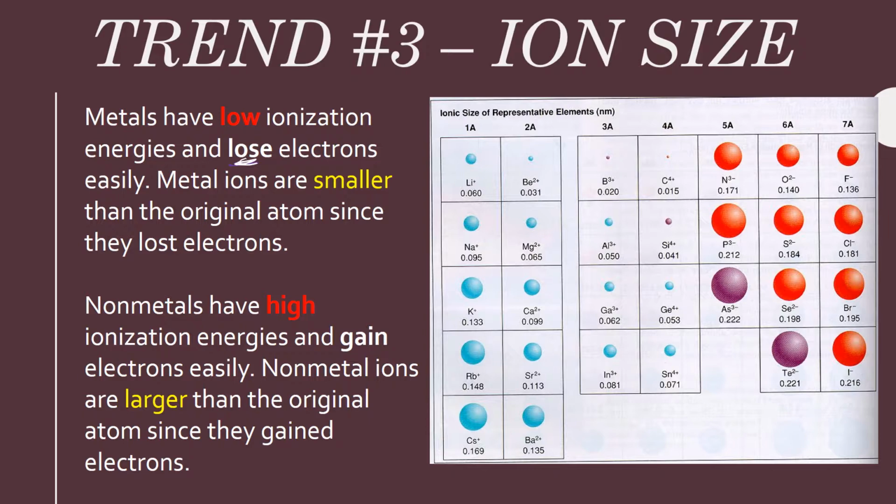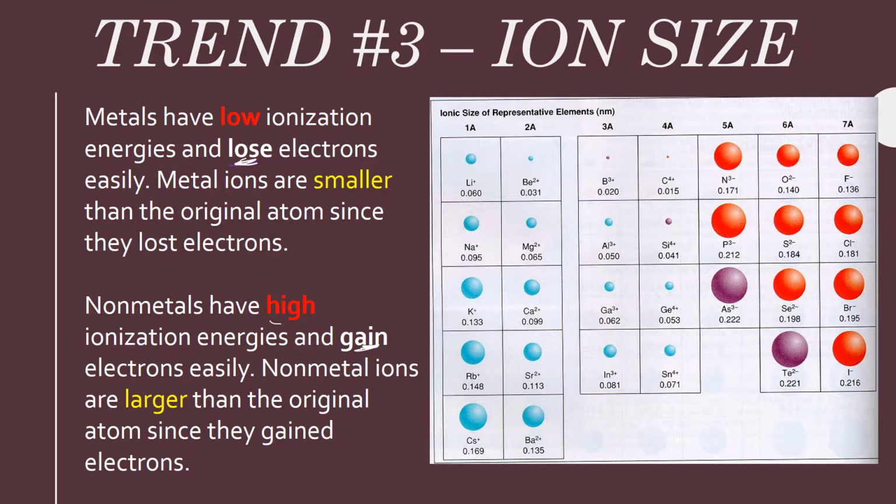Nonmetals, on the other hand, have high ionization energies. They don't want to lose electrons. They actually want to gain electrons. So they gain electrons, which makes them more negative. And because they've gained those electrons, the electrons are repelling each other, so they're pushing away. So it ends up making the radius larger. So nonmetals are larger as they gain electrons.